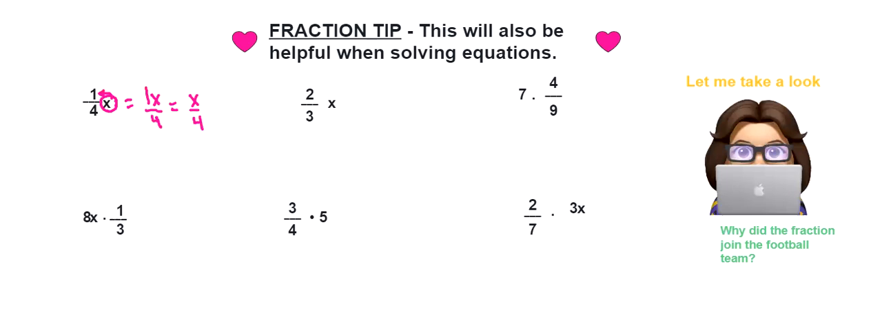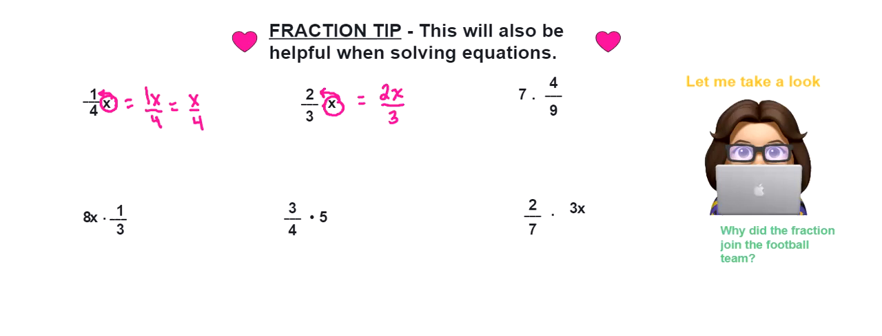Let's take a look at 2/3 x. Again, it's 2/3 times x. The x is on the side, so I'm going to move it to the top. So now it's 2x, which is 2 times x over 3. Same thing, no difference. When I look at the next one, it's 7 times 4/9.